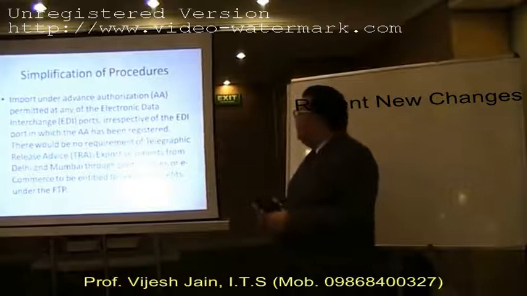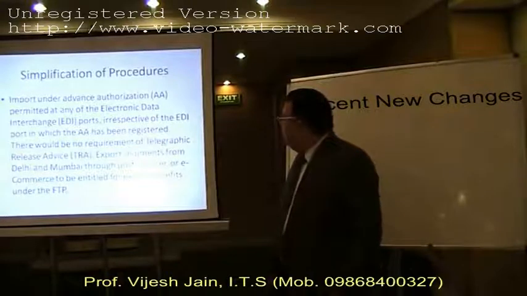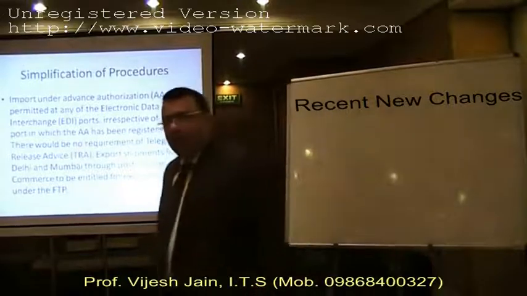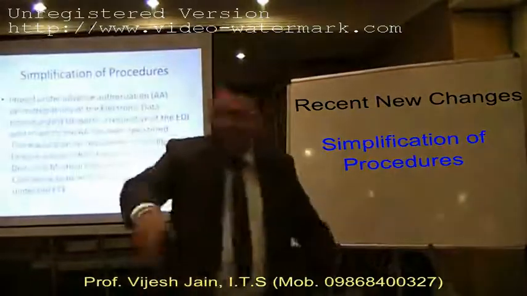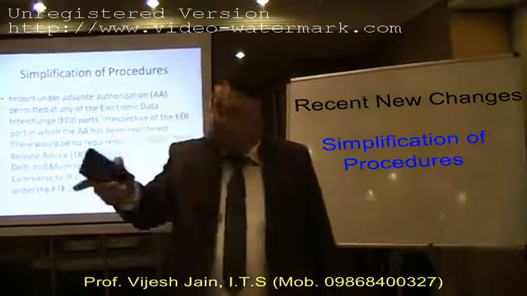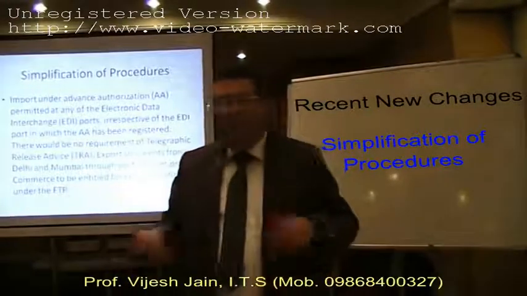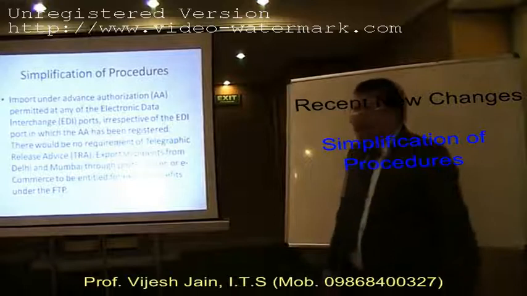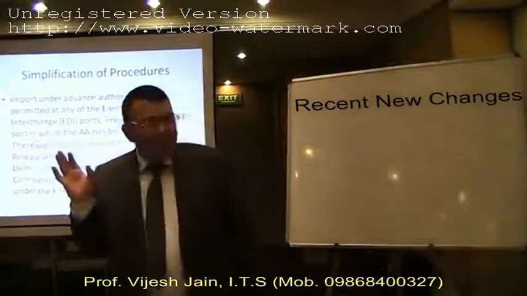But look at what we are saying. Recently, what has happened? Import under advance authorization is permitted at any EDI port, irrespective of the EDI port in which the AA has been registered. Earlier, you had to deal with one port. Now because of EDI, there is a common database, right? So if you get an advance authorization at one port, and your goods are coming to some other port, you can use that same one. That is very interesting. That is very exciting also. That makes life easier for everybody. And there would be no requirement for TRA, because TRA is a physical document that you have to get, so you don't need it, right?